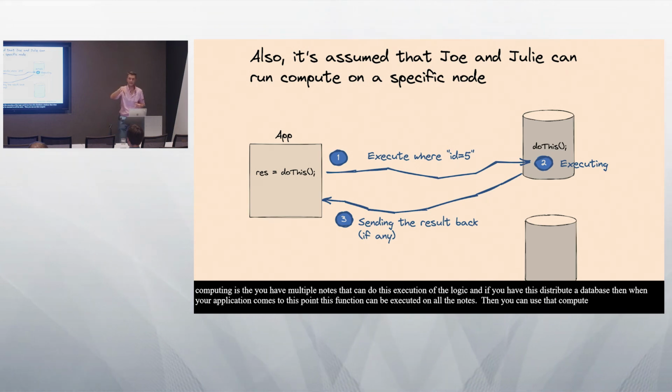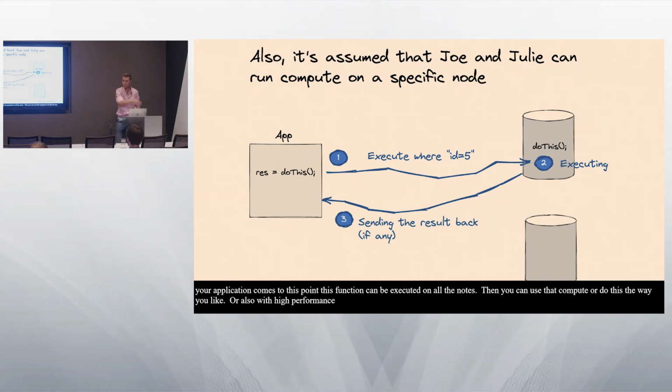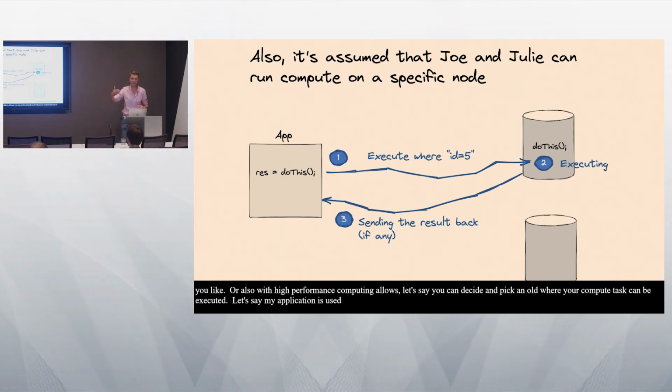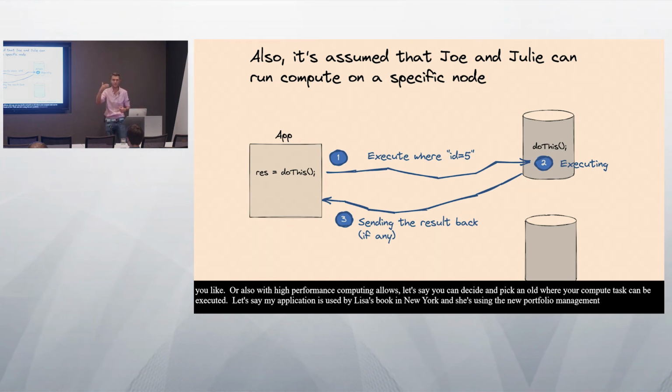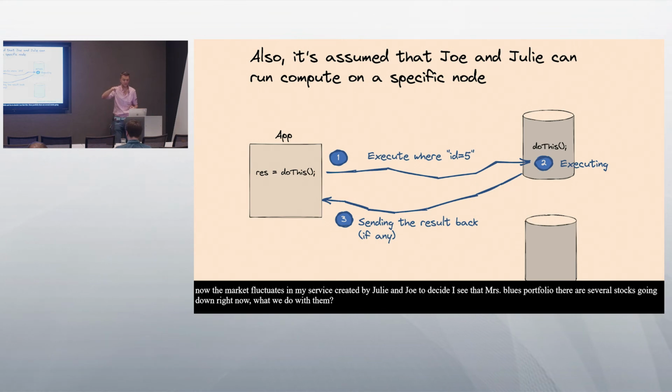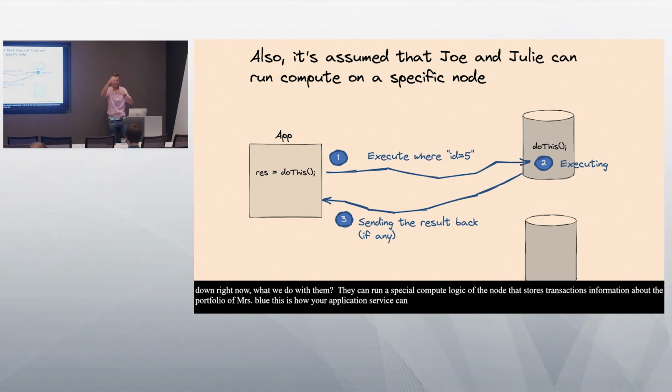For instance, let's say that my application is used by Mrs. Blue, who is in New York, and she is using this new portfolio management feature. And right now the market fluctuates in my service that's created by Julie and Joe. It needs to decide, all right, I see that in Mrs. Blue's portfolio, there are several stocks that are going down right now. What do we do with them? And they can run a special compute logic on the node that stores transactions and primary information about the portfolio of Mrs. Blue. And her ID is 5. So this is how your application service can say, all right, run this task and logic on this node, where this is located. And this is how you can load balance requests based on the data locality of your customers.